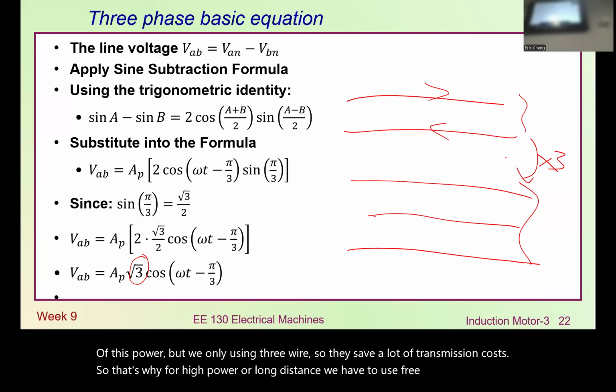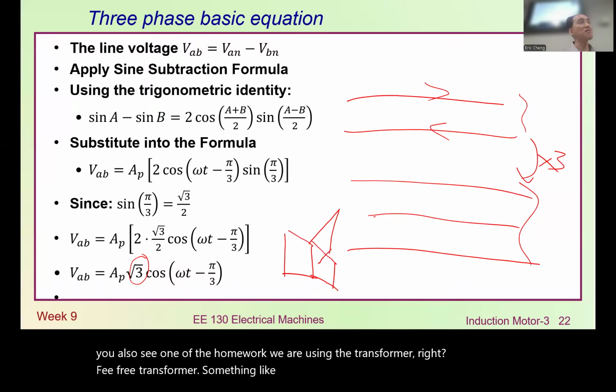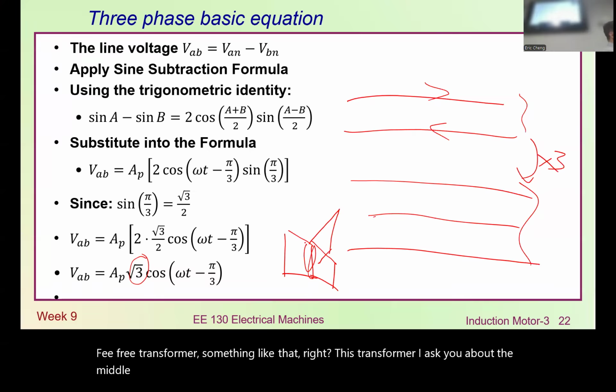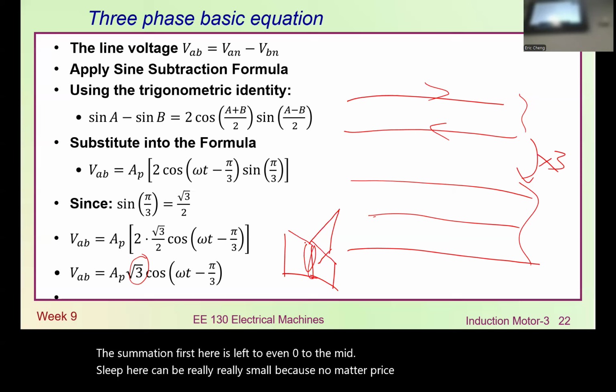And you also see in one of the homework problems we are using the 3-phase transformer, right? In this transformer, I asked you about the middle limb here. What is the size of the center limb here? Is it 3 times this one? No, the summation of the fluxes here is less than or equal to 0. So the middle limb here can be really, really small because of low magnetization. That can also reduce the size of the transformer.